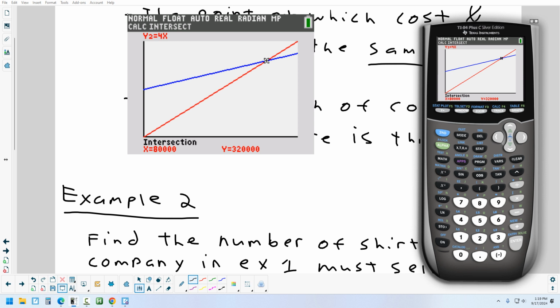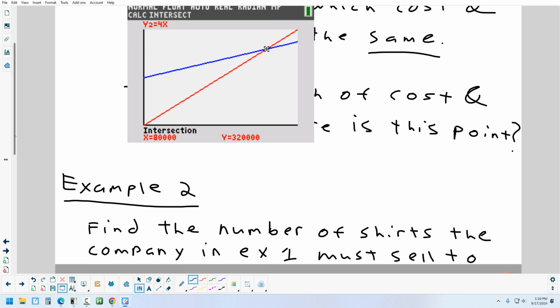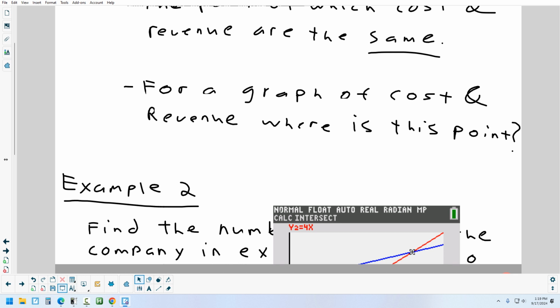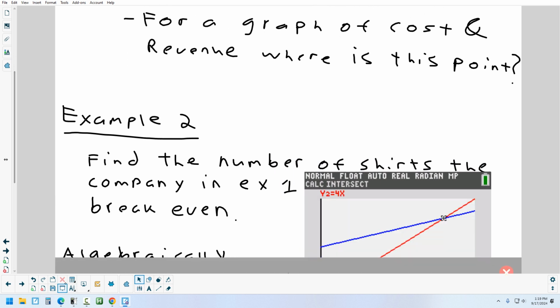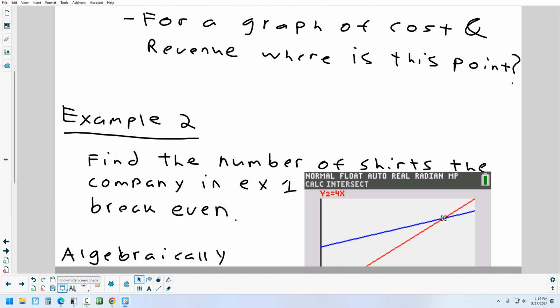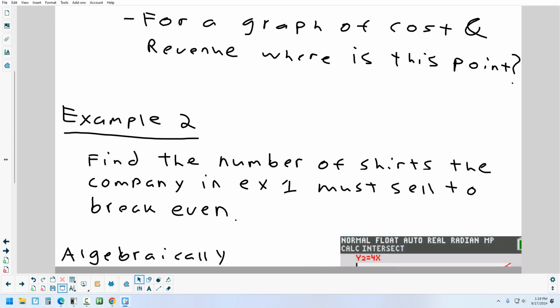If we make more than 80,000 shirts, now we're making money. We're beyond the break-even point. Let me just move that in case you need to copy. Okay, so the way that we just did it there, that's graphically. We just found where they cross. Let's see if we can get the same answer with algebra.